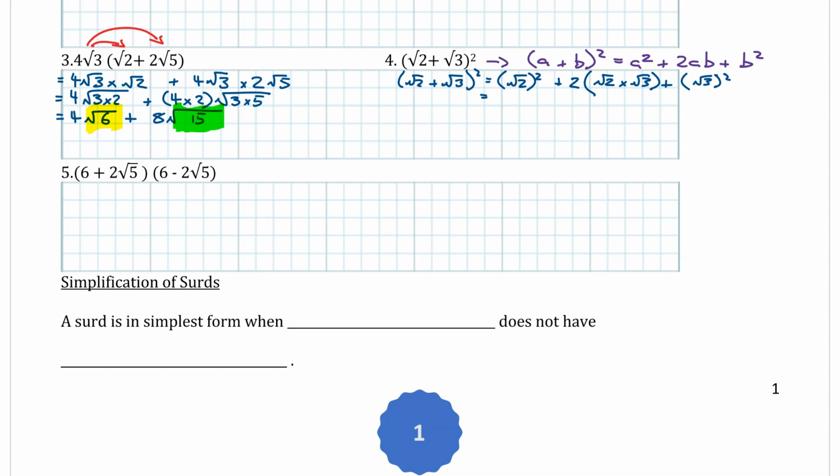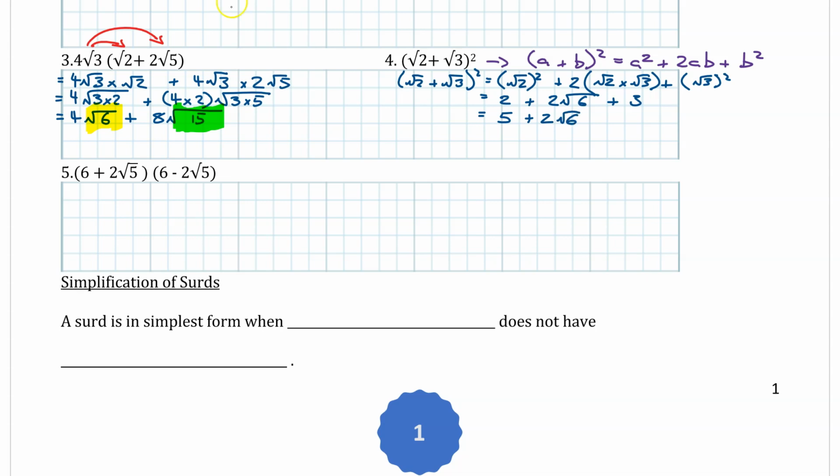Then evaluate that. So root 2 squared is simply 2, gets rid of the radical, plus 2 times root 2 times root 3, so that's 2 root 6, plus root 3 squared, gets rid of the radical again, becomes 3, and collecting like terms, it will be 2 plus 3 is 5, plus 2 root 6.